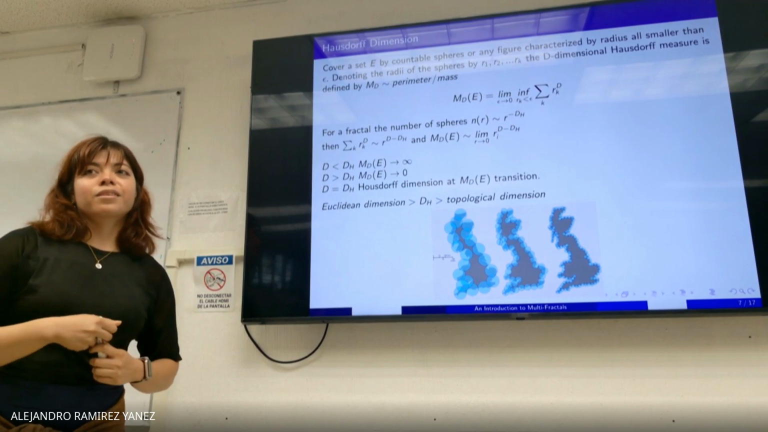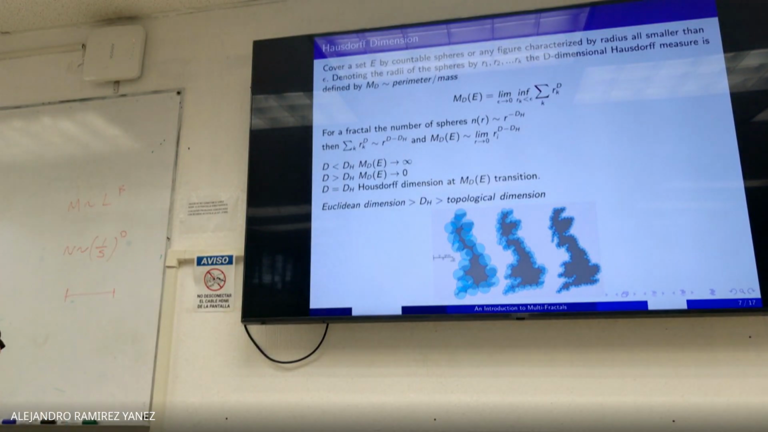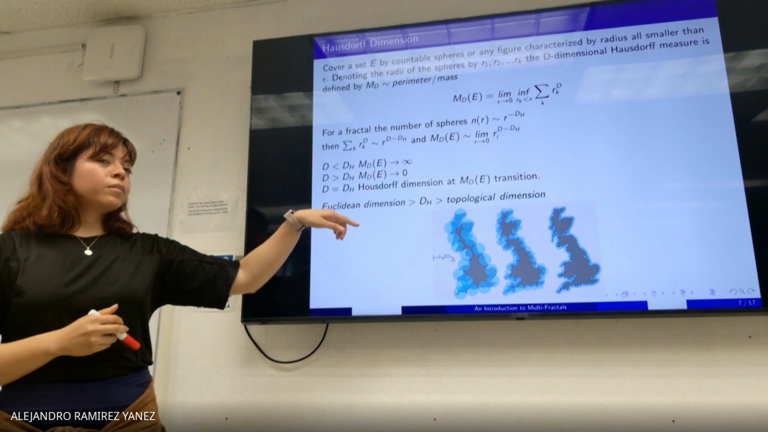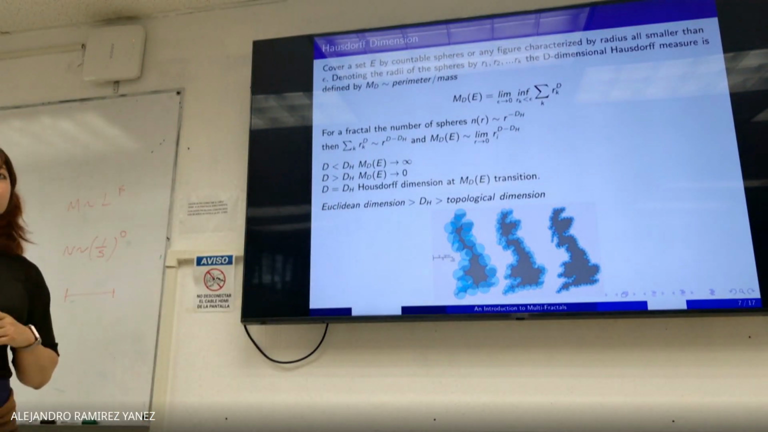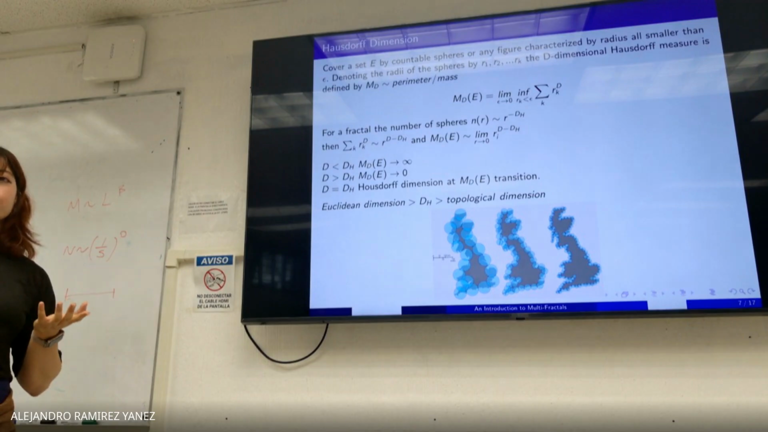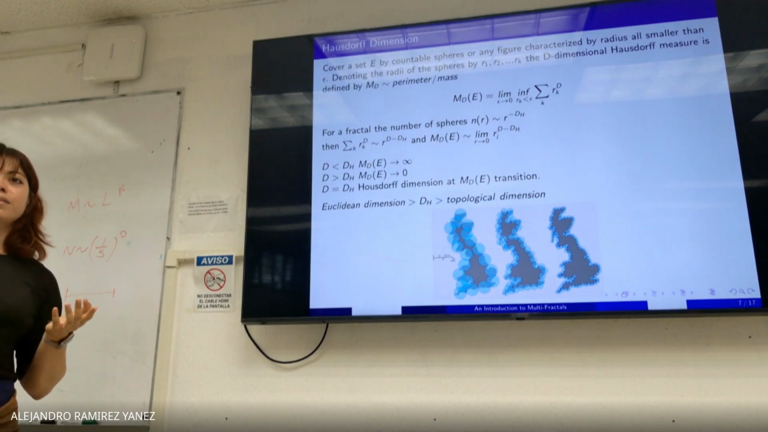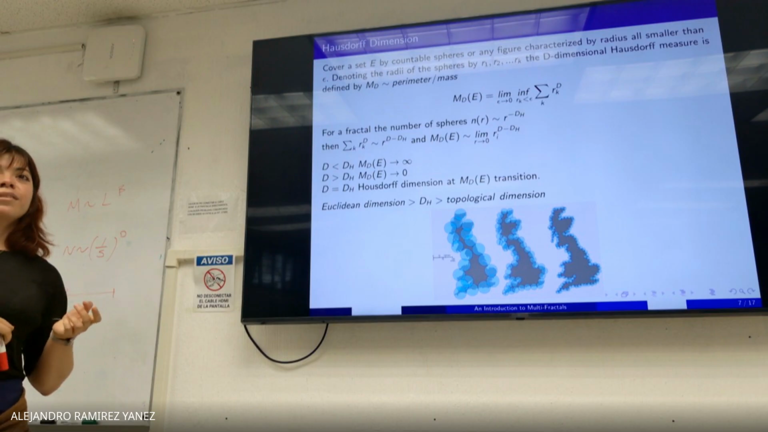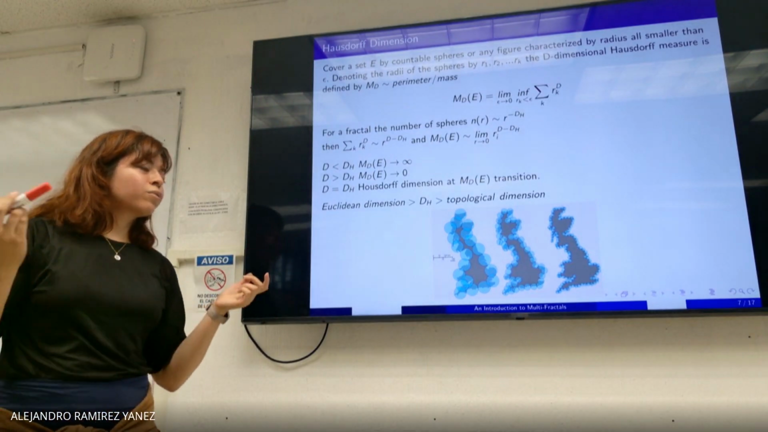Okay, so just as a table to use right now, the topological dimension of this perimeter should be 1. The topological dimension of a point is 0. The topological dimension of a plane is 2. Of a cube is 3.